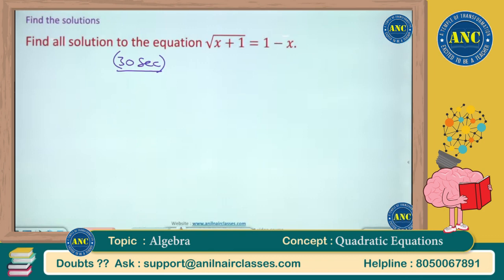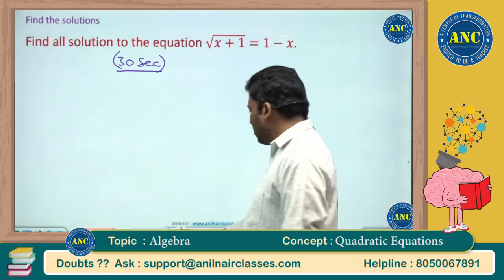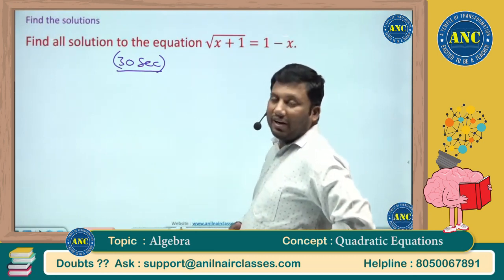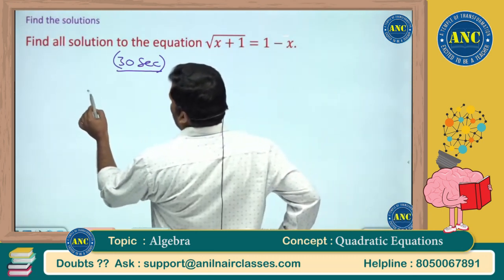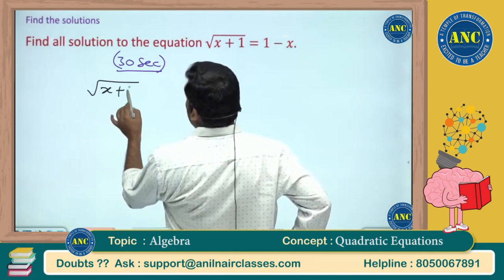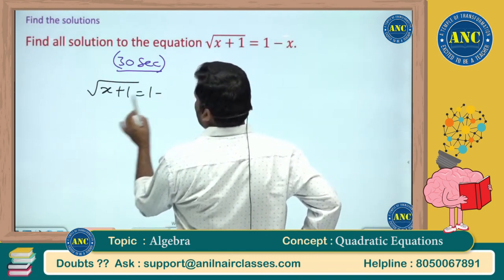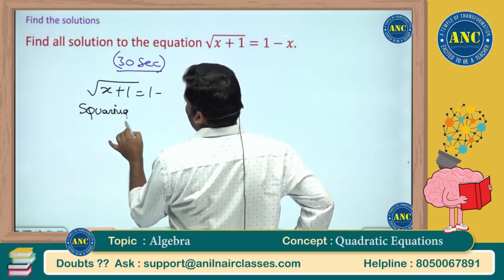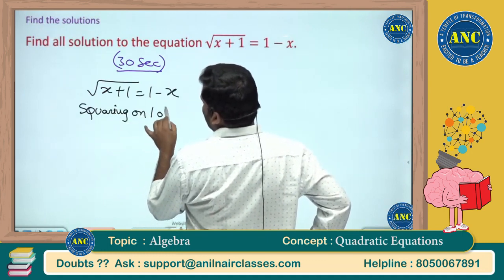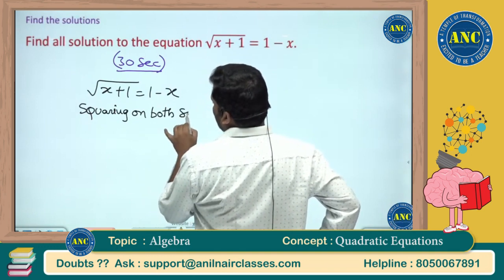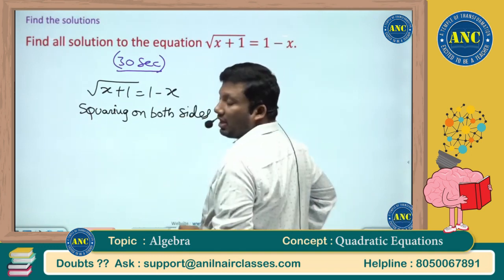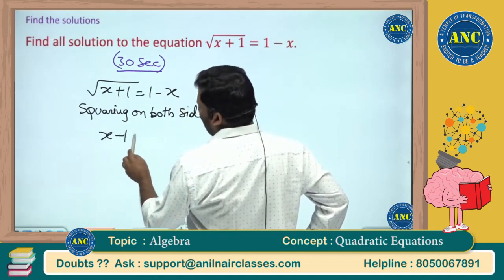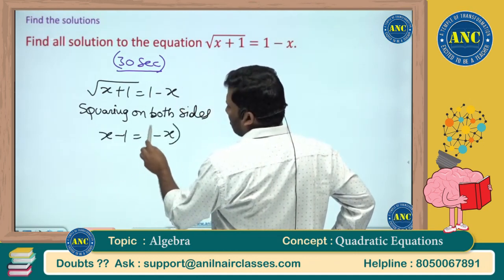Root x plus 1 equivalent to 1 minus x. Find all the solutions. Let us see. Squaring on both the sides. After getting the answer, you have to check whether it is satisfying left hand side equivalent to right hand side. So x plus 1 equivalent to 1 minus x whole square.